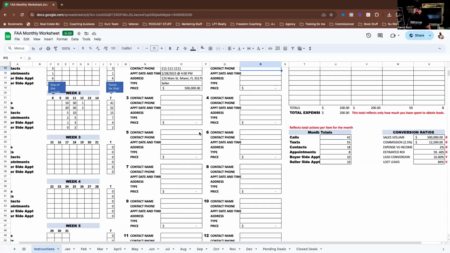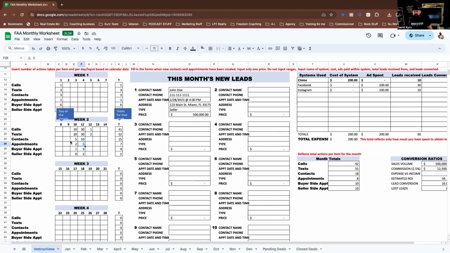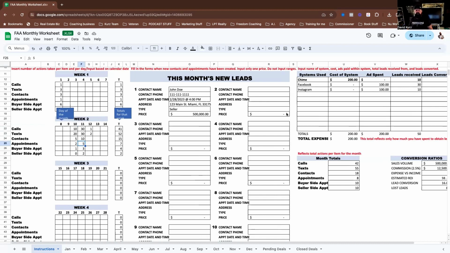And these are hot leads, not the people you already know and things like that, but the people that are new, that are coming in, and this is somebody that you're making an appointment with and you're going to work with. Not the 30 phone calls you made, but the 5 appointments that you made. Those appointments are this month's new leads.